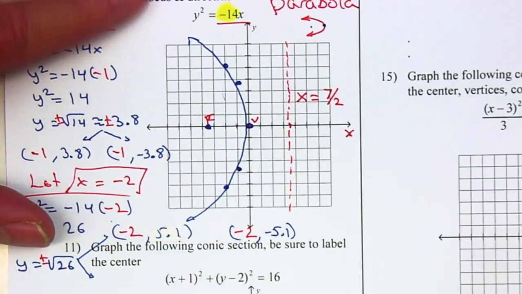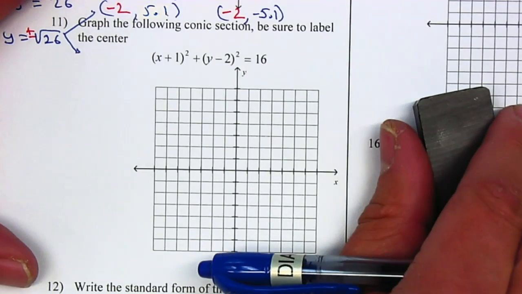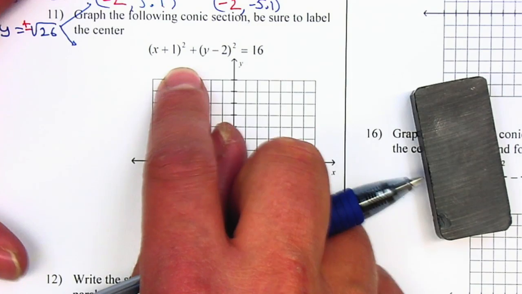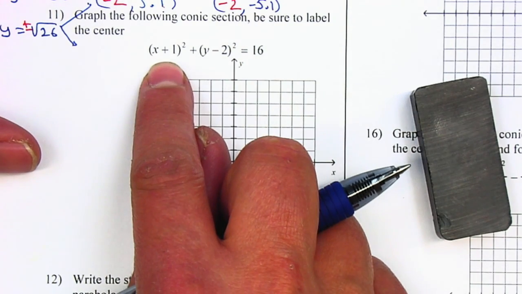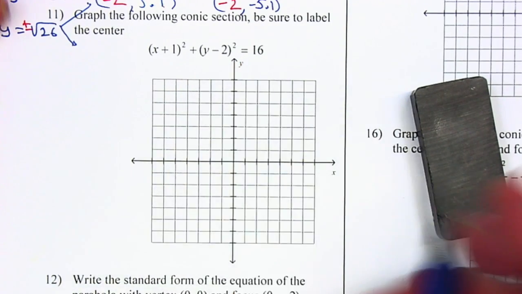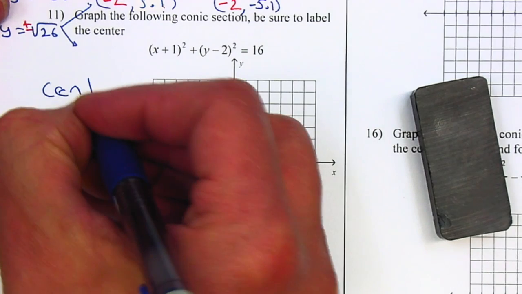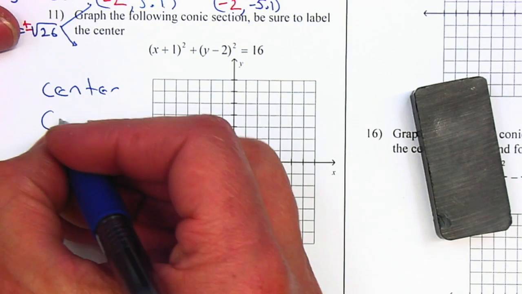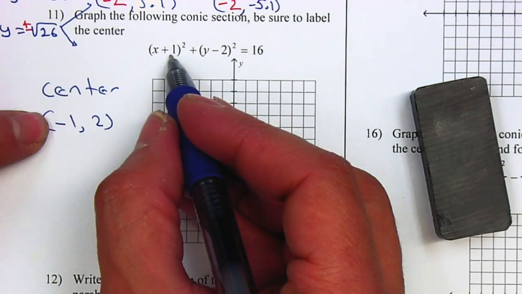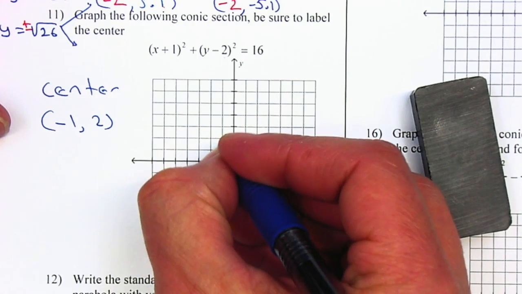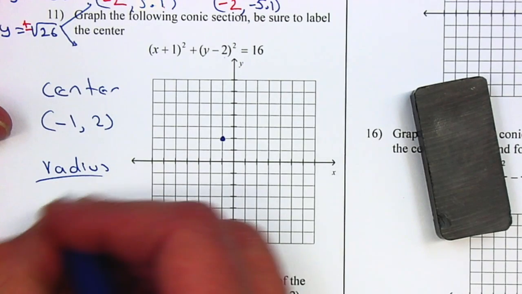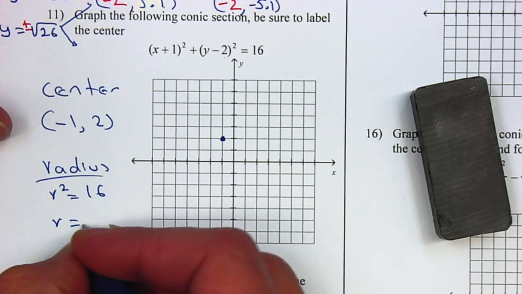Number 11. Number 11 is much easier if you can recognize the shape of it. Now this is a circle, because this will be h and k. r squared will be 16. So my center for the circle will be -1 and +2. Remember, it's always the opposite, the x and the y, the h and the k. So -1 and up 2. My radius, r squared is equal to 16, so r is equal to 4.